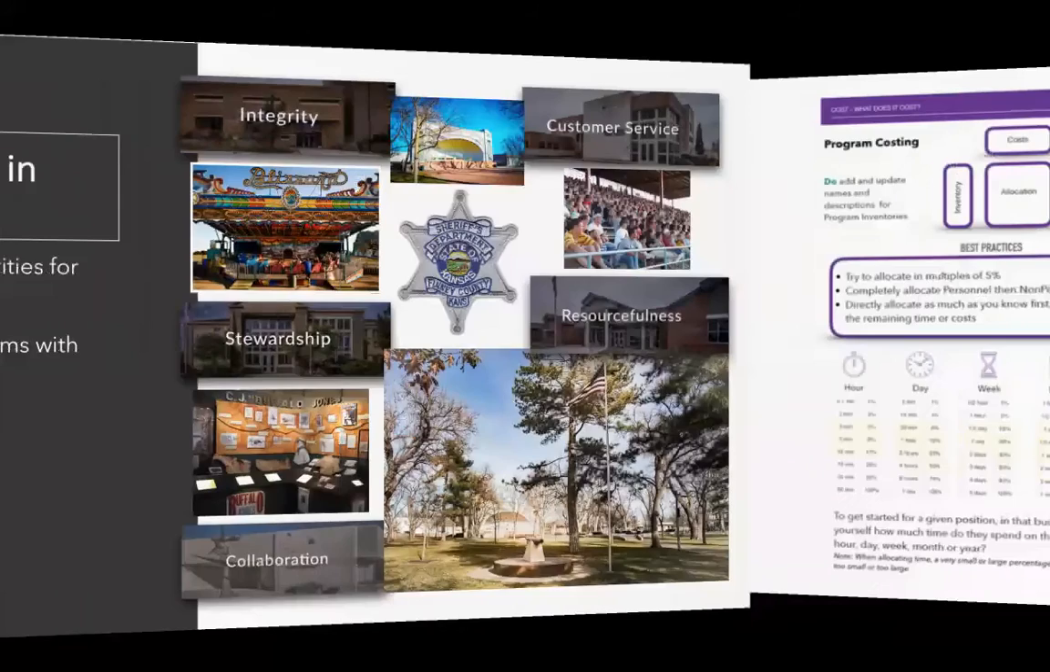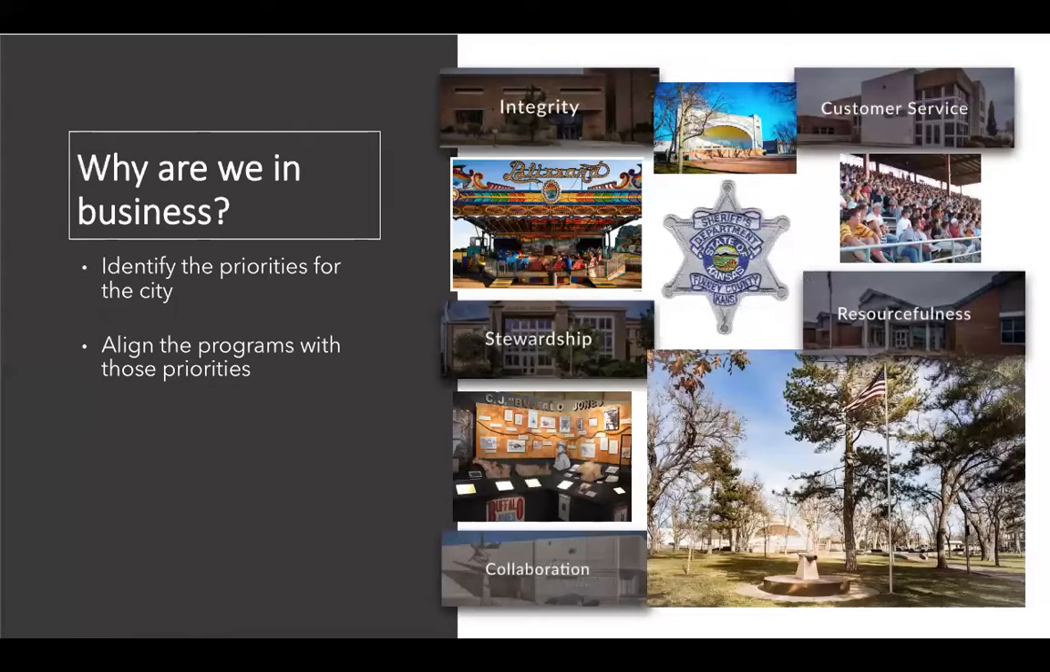And then finally, we have the why are we in business. This is what actually ties the line items to the priorities of your county. So we will go through the scoring process to say how those programs influence the success of each one of your result areas.